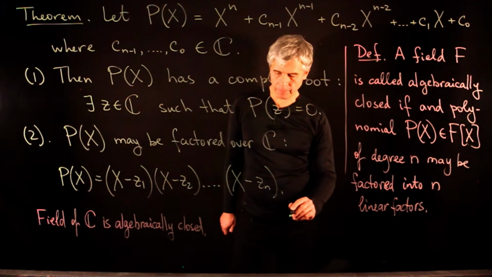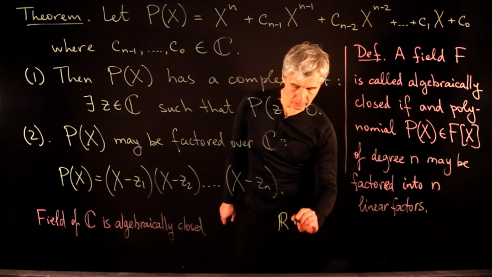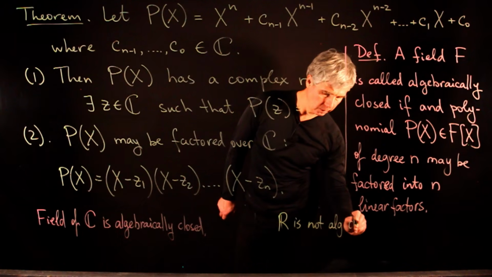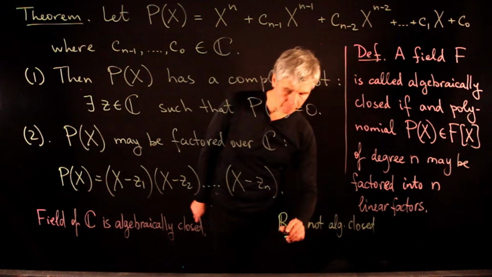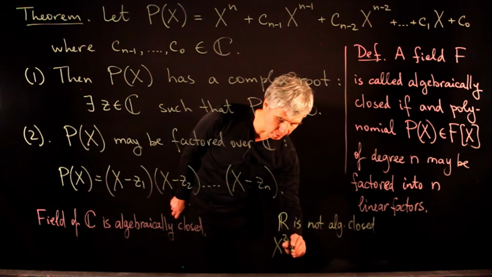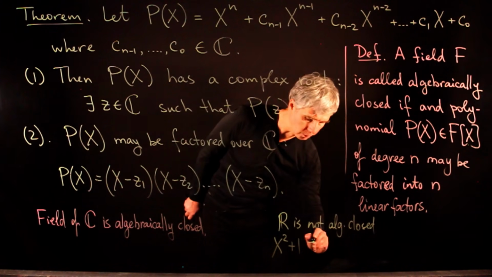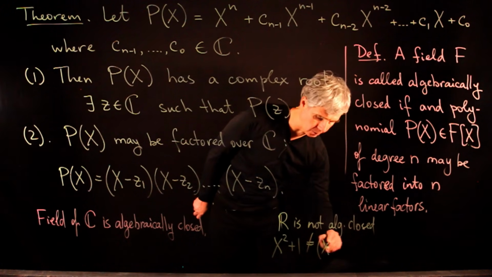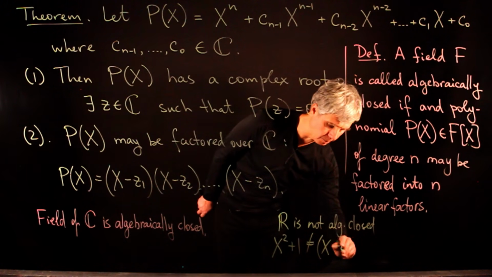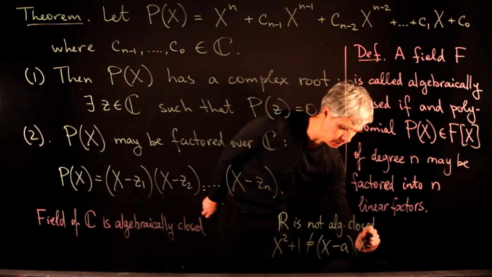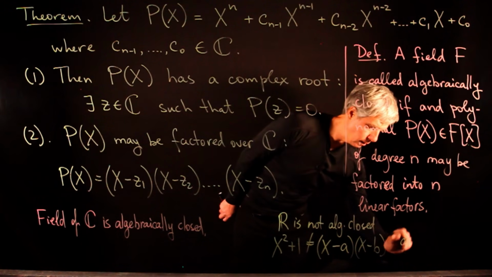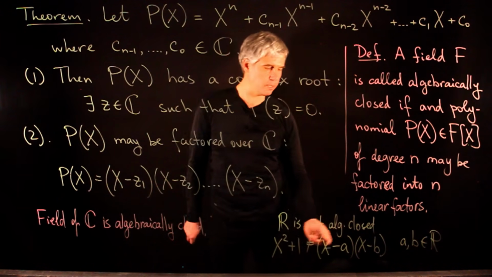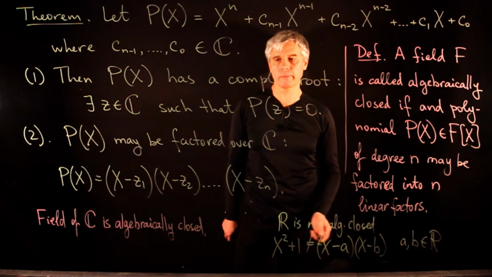And note that the field of real numbers is not algebraically closed. So here, if we take a polynomial of degree 2, x squared plus 1, then we cannot factor it as a product of two linear factors. So we cannot factor it as x minus a times x minus b with a and b in real numbers. So we can do this over complex numbers, but we cannot do this over real numbers.